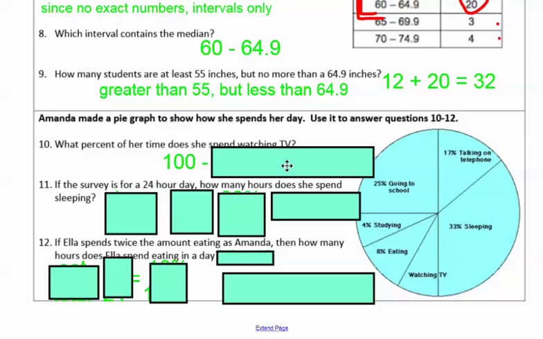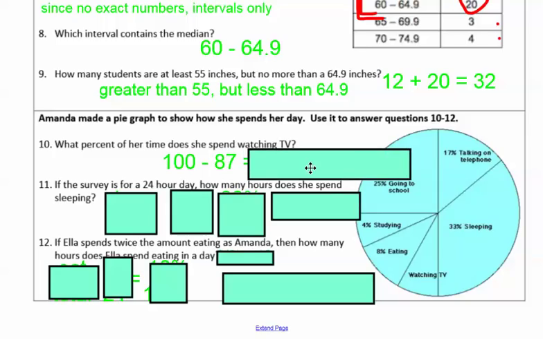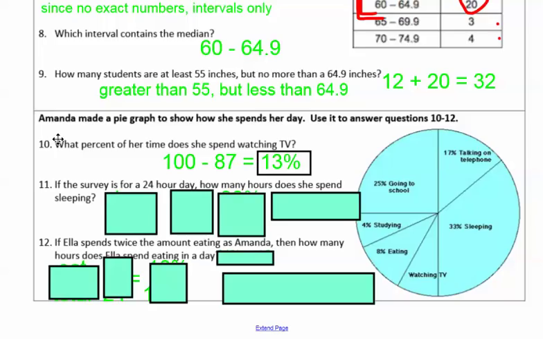Pause if you need to do it. 100 minus 87 gives us 13%. So she spends 13% of her time watching TV. All right, if the survey that she did is for 24 hours in a day, how many hours does she spend sleeping?